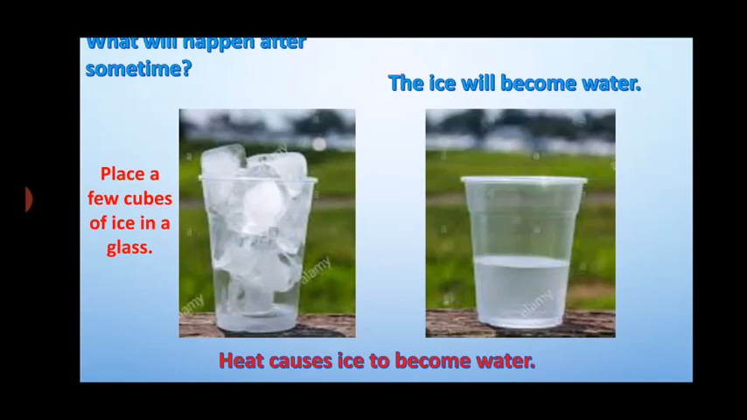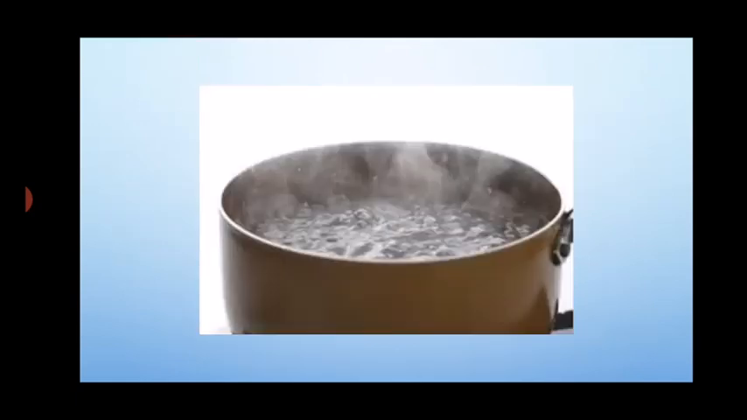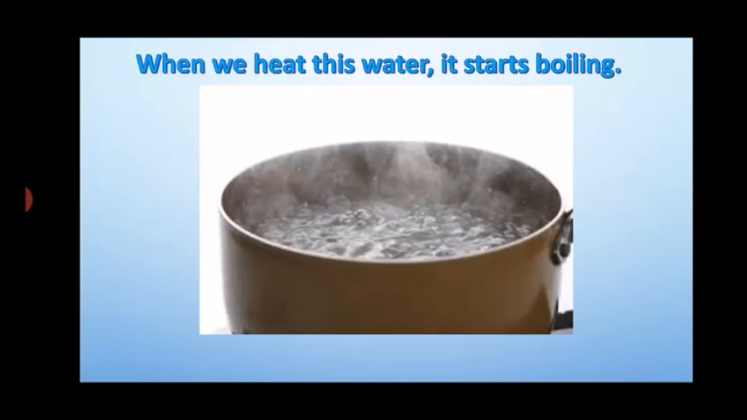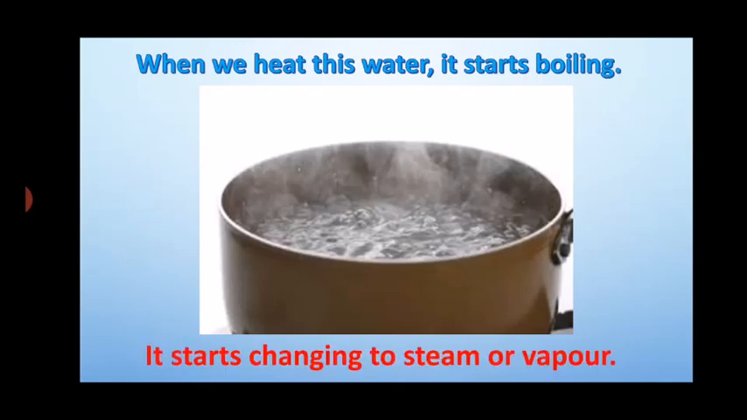Look at this now. It is a pan of water. The same water in the glass, you poured it into a pan and you kept it on a gas stove. What can you see now? When we heat this water, it starts boiling. Can you see the water boiling? Along with the water boiling, you can see some smoke or some steam coming out of the water. So what is this steam, children? It is the water which is changing into steam or vapor.